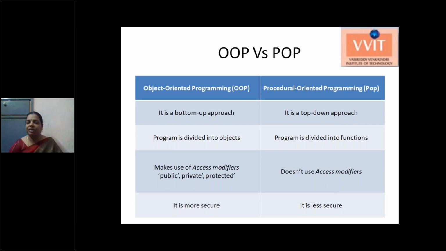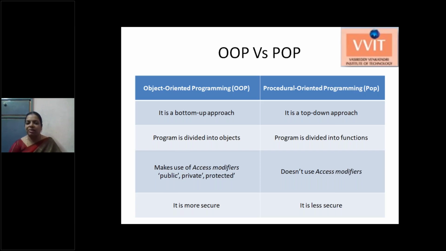Next we will compare object oriented programming with procedure oriented programming. Procedural oriented programming languages are the ones we had before object oriented programming, those are C and Pascal. Let's see the difference between these two. The first difference is that object oriented programming is a bottom up approach, that is, you start from the data and move up to the functions.